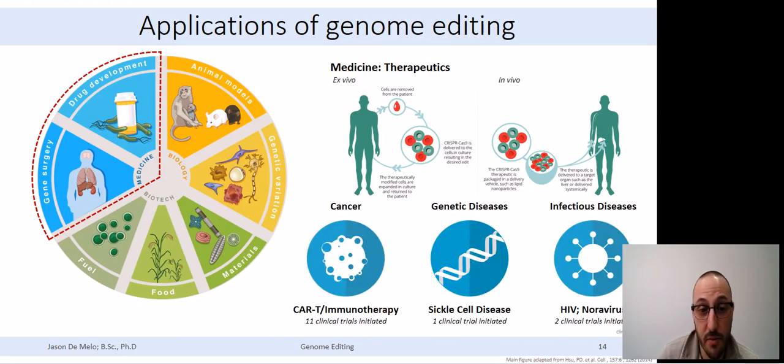There are currently 14 clinical trials using CRISPR-Cas9 to target diseases of interest. 11 are in cancer, typically using a form of immunotherapy where the T cells are removed from the body, edited in order to target the tumor efficiently, expanded and re-injected into the body, targeting the tumor. There are also clinical trials initiated to target genetic diseases such as sickle cell disease or infectious diseases such as HIV and norovirus.